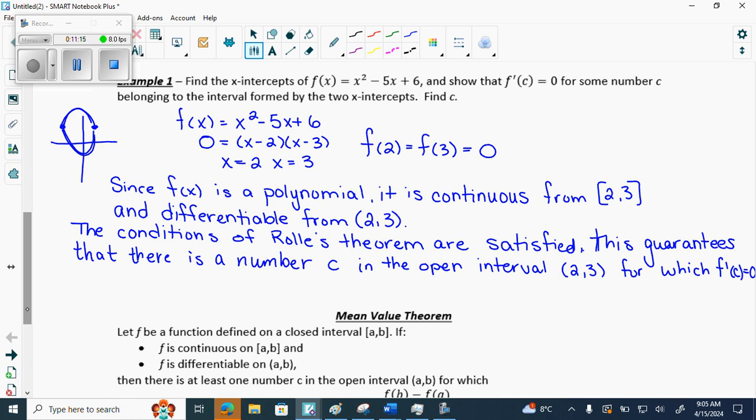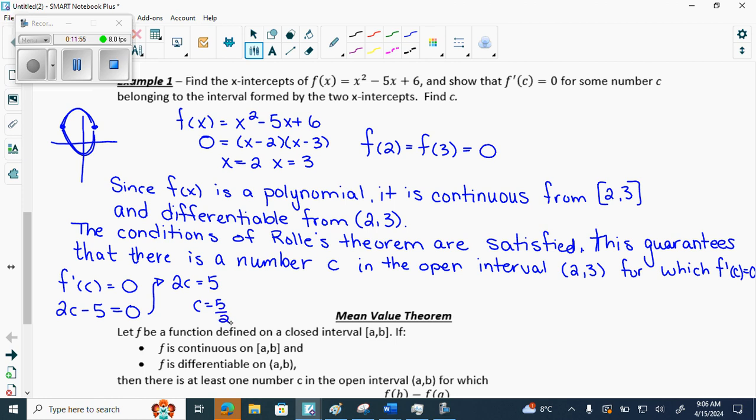So then it asks us to find c. So how do we find c? Well, we have f prime of c equals 0. We want to find c. Can we not find f prime of c? What is f prime of x? 2x minus 5, correct? So what's f prime of c? 2c minus 5 equals 0. We agree? Literally just finding the first derivative and putting c in it. Then I'm solving for it. So I'm going to get 2c equals 5 and c equals 5 over 2.